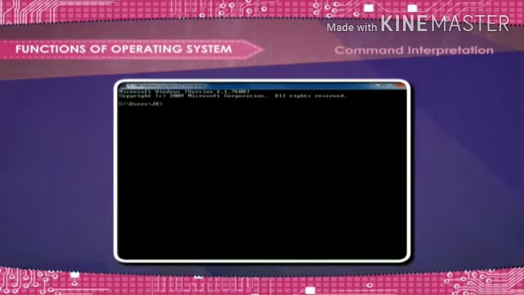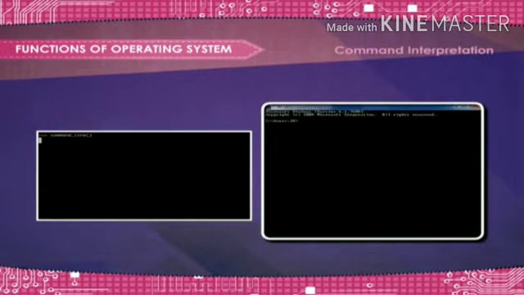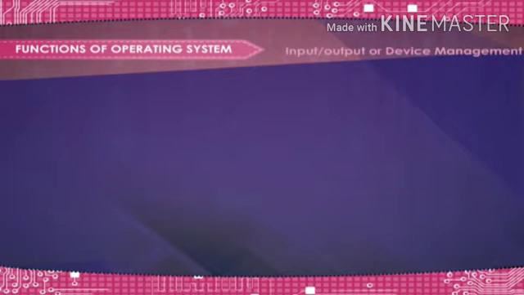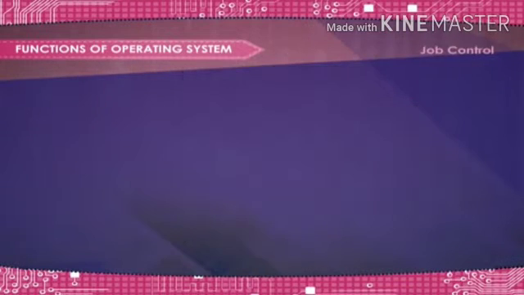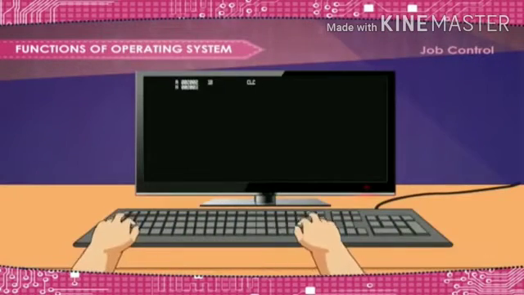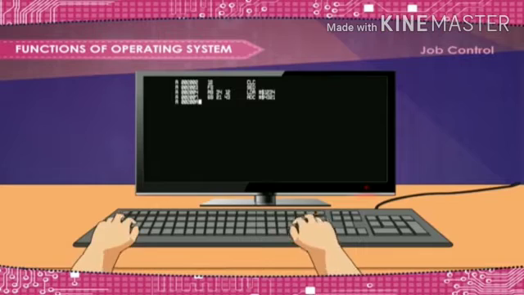Command interpretation. The command interpretation takes care of interpreting of user commands and directing the system resources to handle the requests. Input-output or device management. This involves receiving the request for I/O, interrupts, and communicating back to the requesting process. Job control. Using operating system job control language or JCL, the user can communicate with the operating system for telling it what to do.